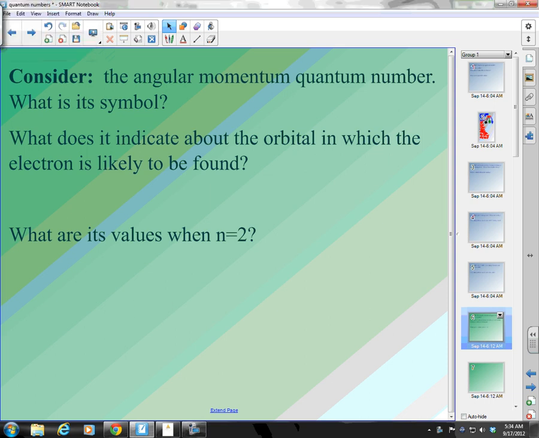Okay, we just finished our discussion of the principal quantum number n, and now we want to move on to the angular momentum quantum number. Consider the angular momentum quantum number. What is its symbol? What does it indicate about the orbital in which the electron is likely to be found? And what are its values? So we're looking for the symbol, its meaning, and its values.